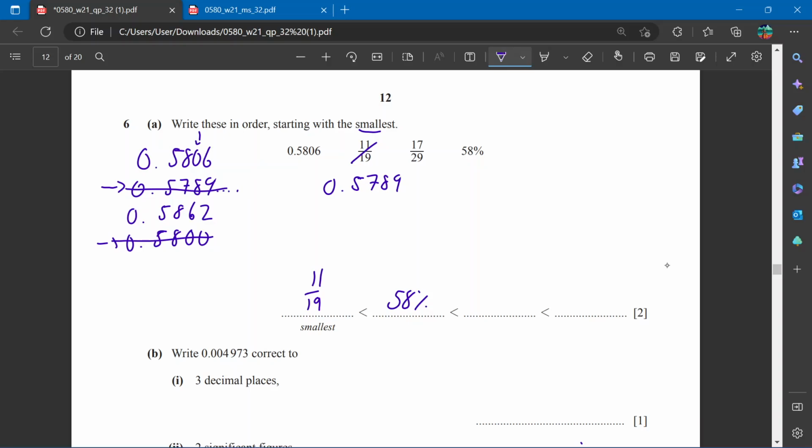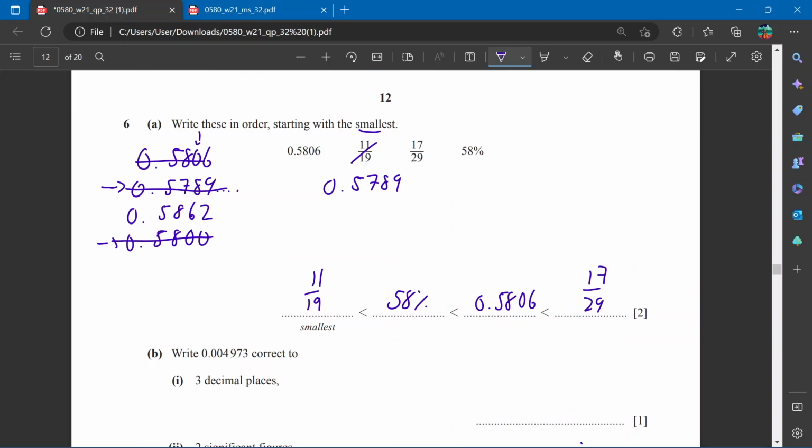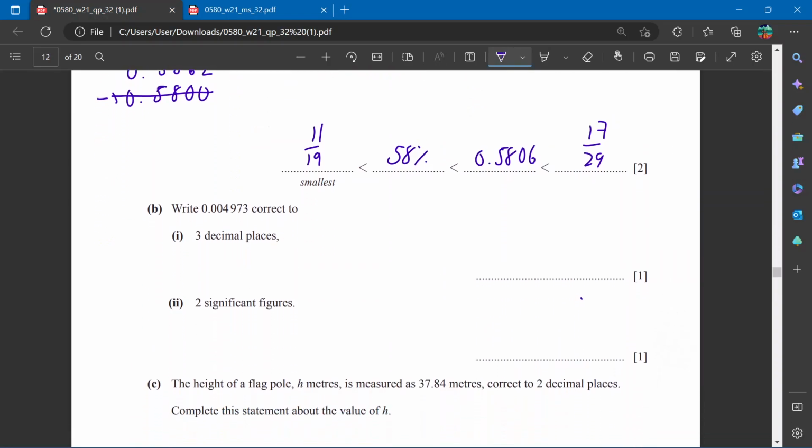Okay. Now we can compare. This one is smaller, of course. Still looking at thousandths columns. This one's got a 0 there. So the first one is the third smallest or second biggest. And then the last one was 17 over 29. Right, there we go. 11 over 19, 58%, 0.5506 and 17 over 29.